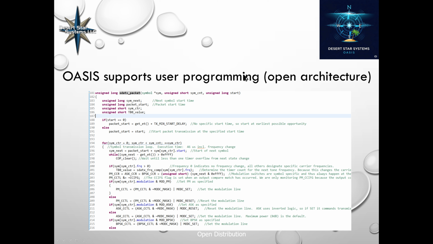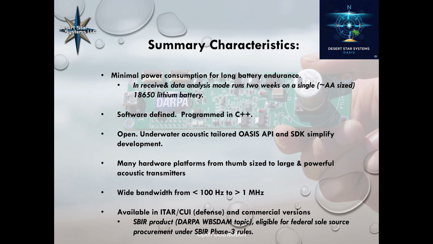OASIS supports user programming, so in that sense, it's an open architecture. You can develop your own applications. Here's a snippet of code. This one here is actually in C, but what you'll see is it's in C++. The whole API is in C++. So if you're proficient with that, that's how it works.